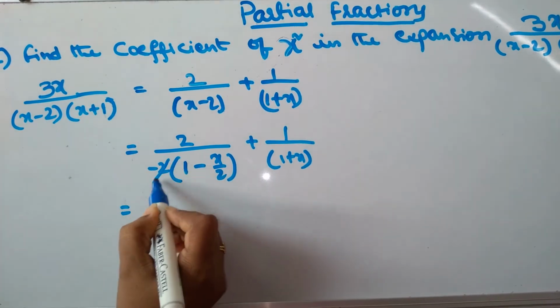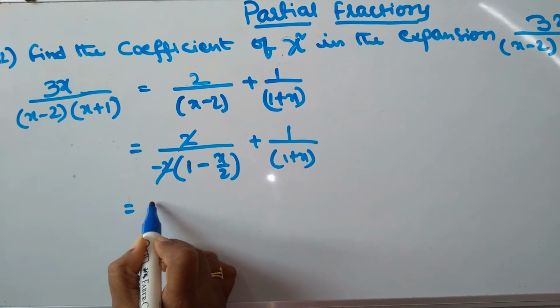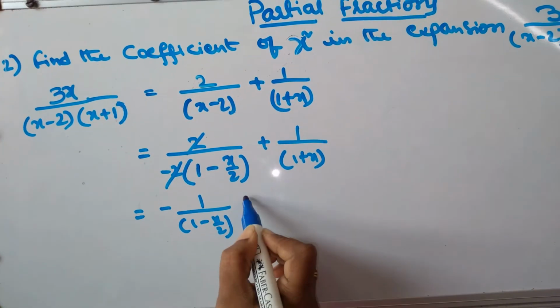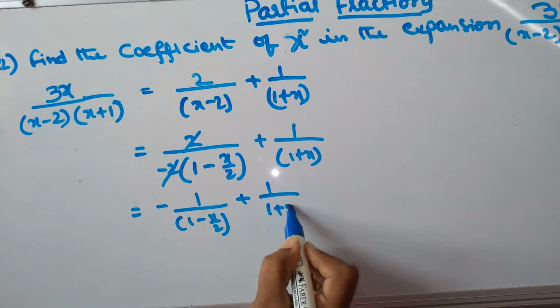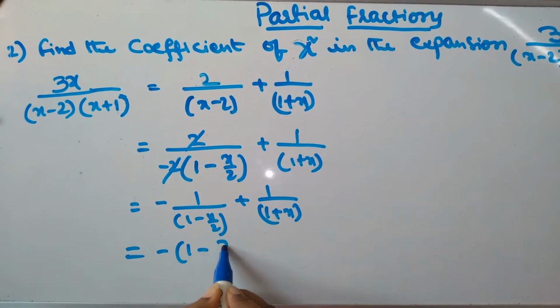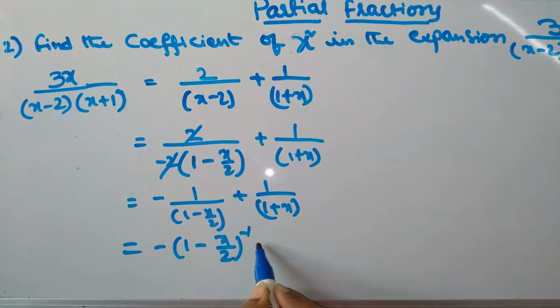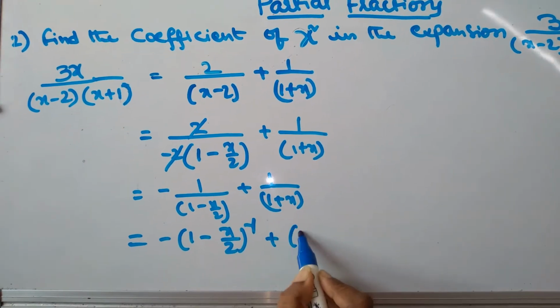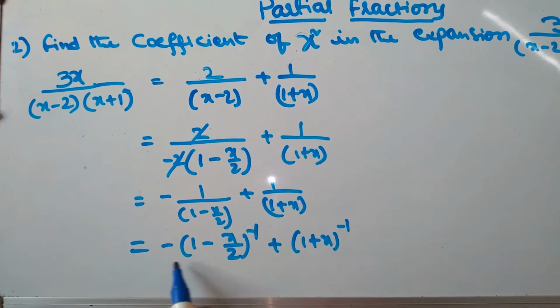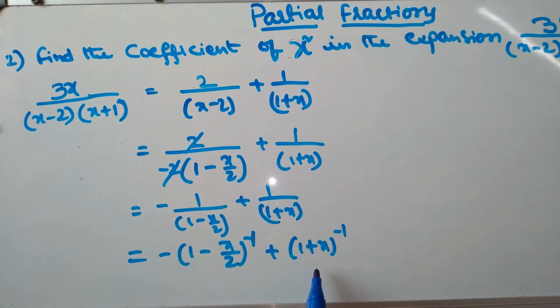So this can be cancelled out, 2 2. We get minus 1 by 1 minus x by 2 plus 1 by 1 plus x. This can also be written as minus 1 minus x by 2 whole power minus 1 plus 1 plus x whole power minus 1. So this is nothing but a binomial expansion.